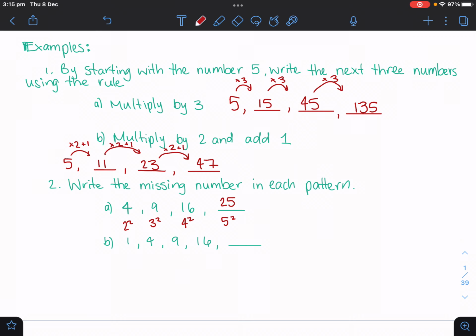Let's look at the next pattern here. Again, we have 4, 9, and 16, but the first number is a 1. Well, let's check. Could they be squared numbers? Is 1 squared 1? 1 squared is 1. 2 squared, 3 squared, 4 squared. And again, 5 squared, which is 25. So sometimes when you see a number that you're not sure of, check the pattern and see if it makes sense.